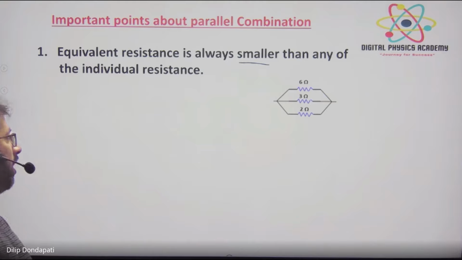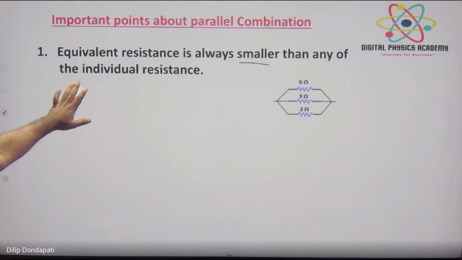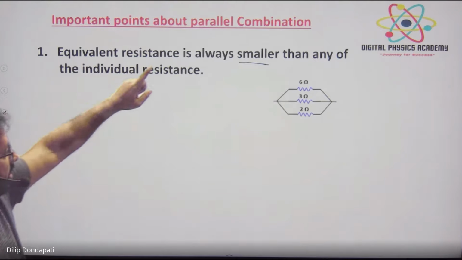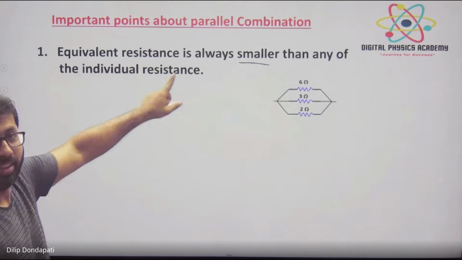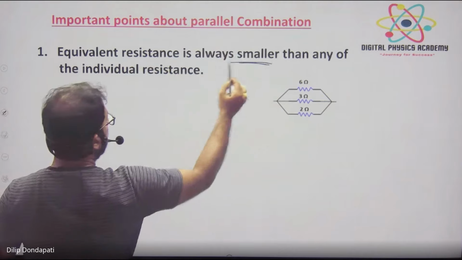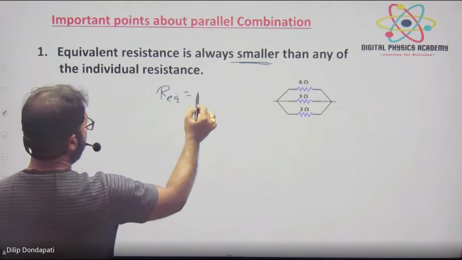Okay, so that R equivalent is less than the three individual resistances, right? It is smaller than each of them. So R equivalent is 1 ohm.